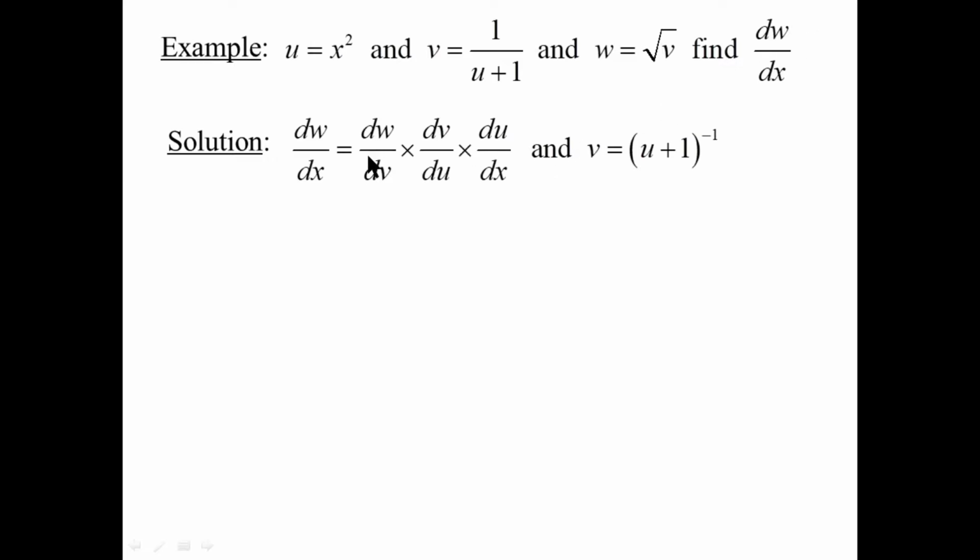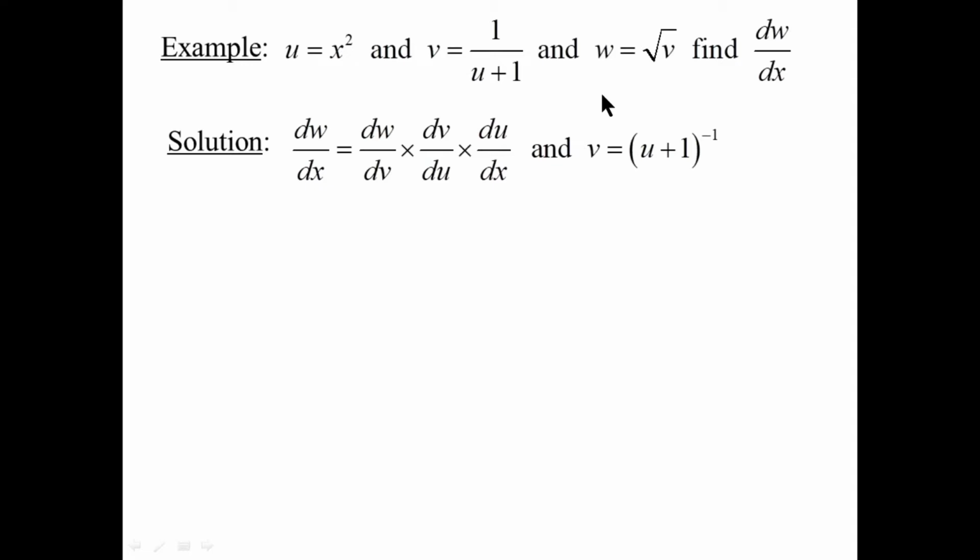dw by dx equals dw by dv, because I can do that, times dv by du, I can do that, times du by dx, I can do that because I have these. Notice dv's could cancel, du's could cancel, and we would have dw by dx, which would make sense. So at least the statement is solid. And now I rewrote v as u plus 1 to the -1 because we have to find dv by du, and this is easier to differentiate.